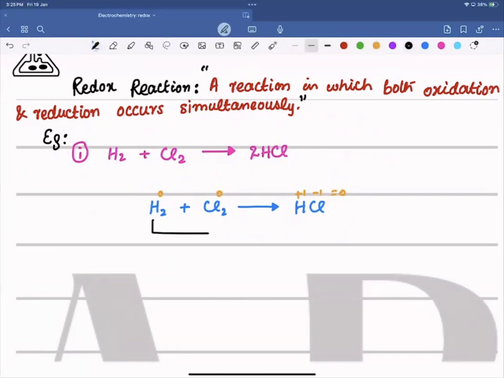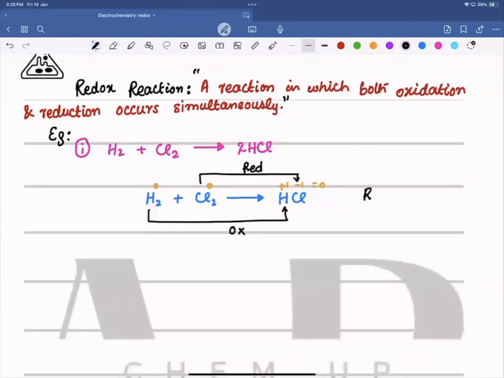Now, if you look over here, hydrogen's oxidation number changes from 0 to +1, which means here oxidation occurs and hydrogen undergoes oxidation. In the same way, when we look at chlorine, its oxidation number falls from 0 to -1, which means reduction occurs. So I can say that it is a redox reaction. Is this clear to all of you? Yes, sir.